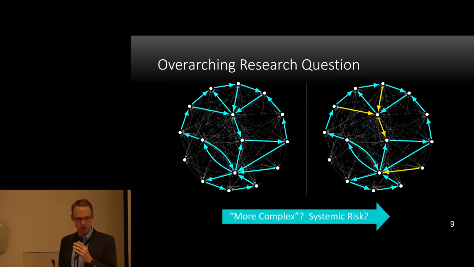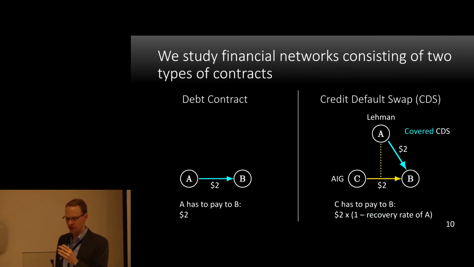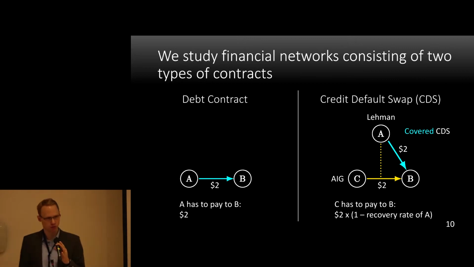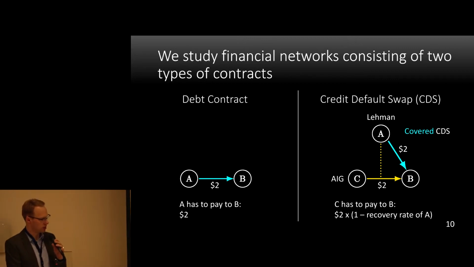In the two papers I want to talk about today, we studied financial networks that consist of two types of contracts. The first one is just a debt contract.